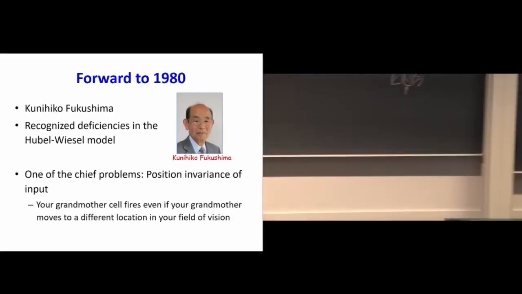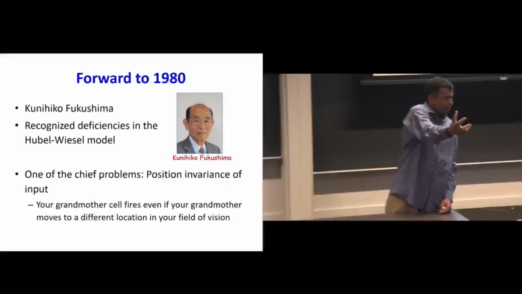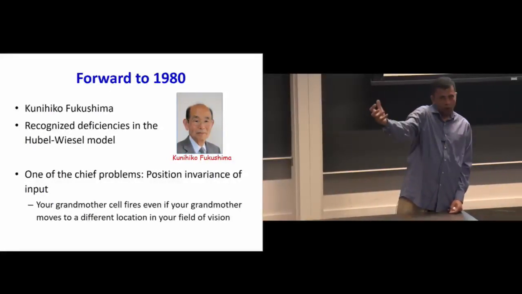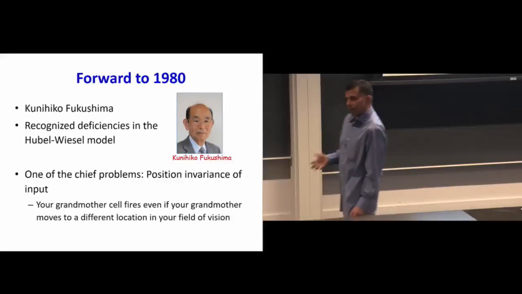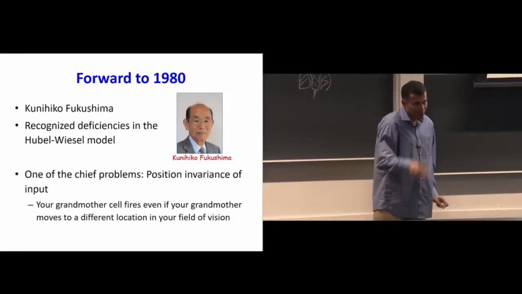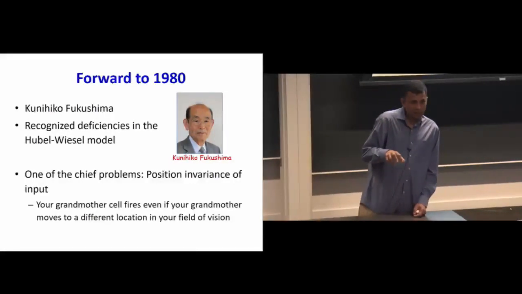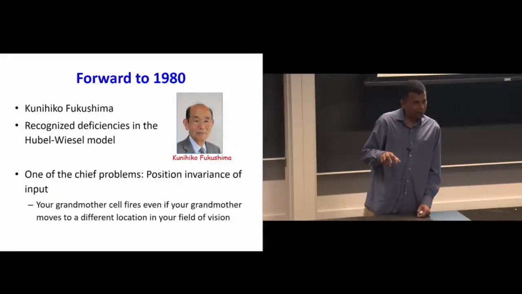Except we know from experience that it doesn't matter whether granny is in the middle of our field of vision or whether she's off to the right, you're still going to recognize her. So we have position invariance. And so there's this thing called a grandmother cell. Has anybody heard of it? There's even something called a Jennifer neuron cell.